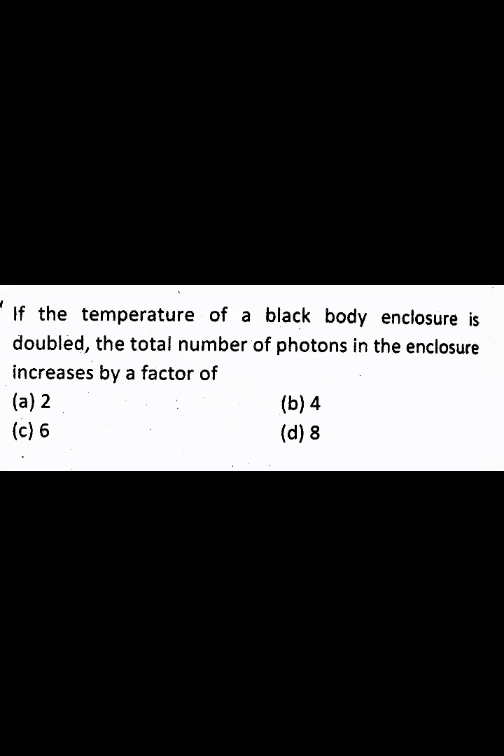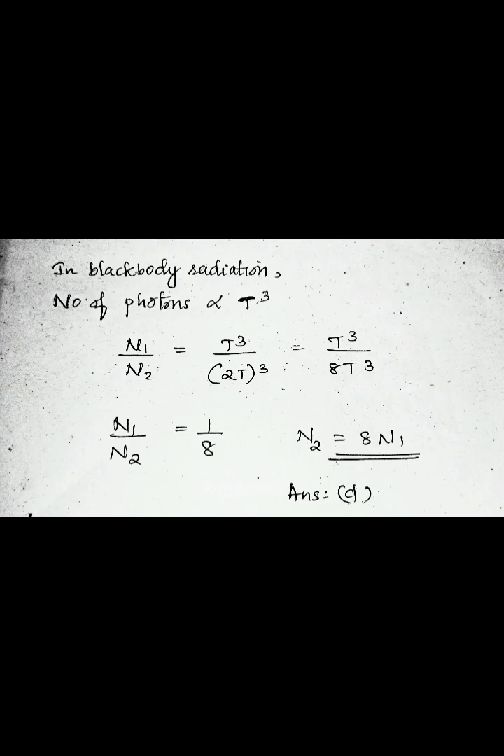The next question is, if the temperature of a black body enclosure is doubled, the total number of photons in the enclosure increases by a factor of dash. In black body radiation, the number of photons is proportional to T raised to 3. That is, n1 by n2 is equal to T cubed divided by (2T) the whole cubed, because here it is mentioned that the temperature is doubled. So this is equal to T cubed divided by 8 T cubed. That means n1 by n2 is equal to 1 by 8. That is, n2 is equal to 8 n1. So the answer is option D.